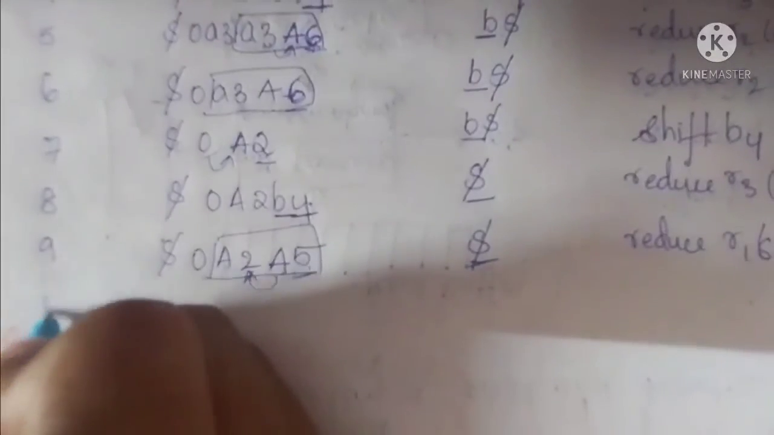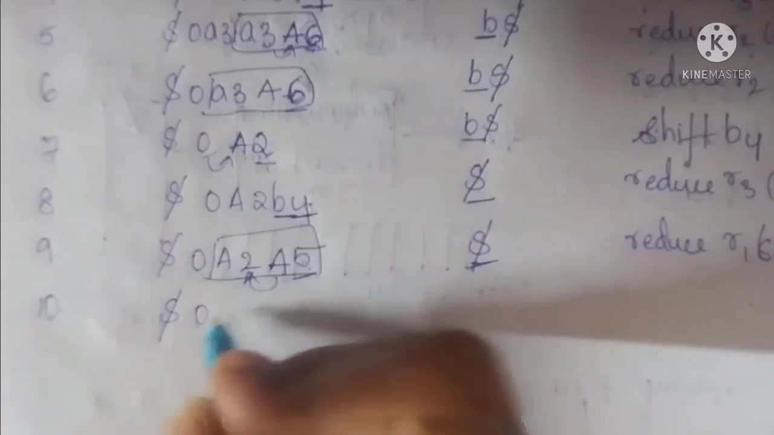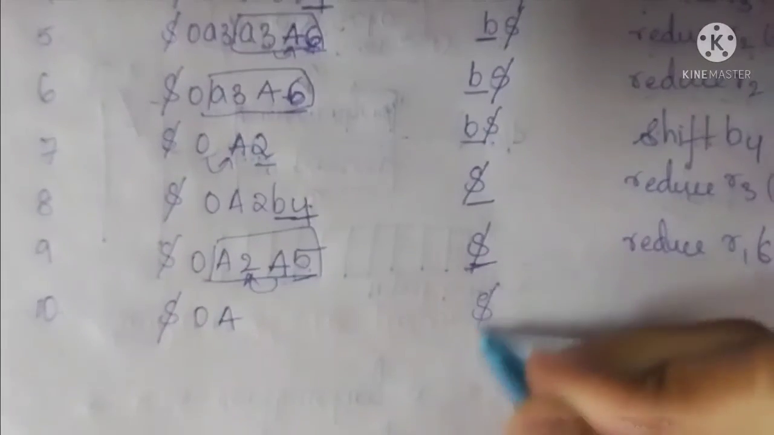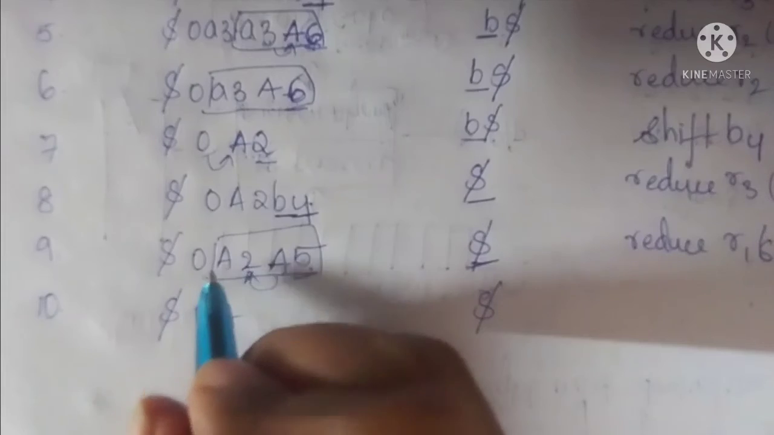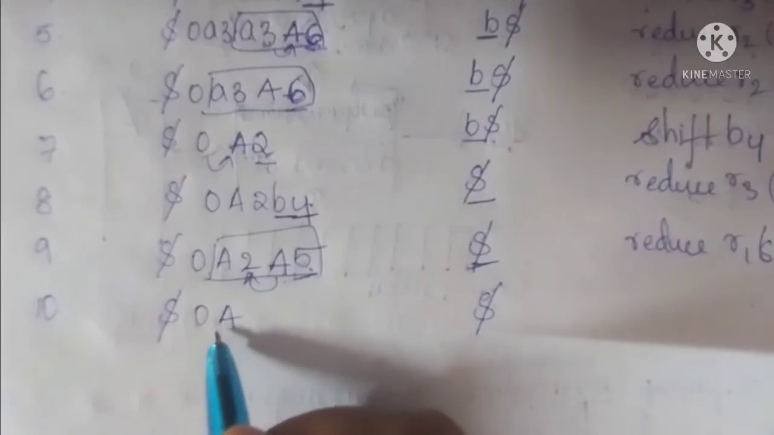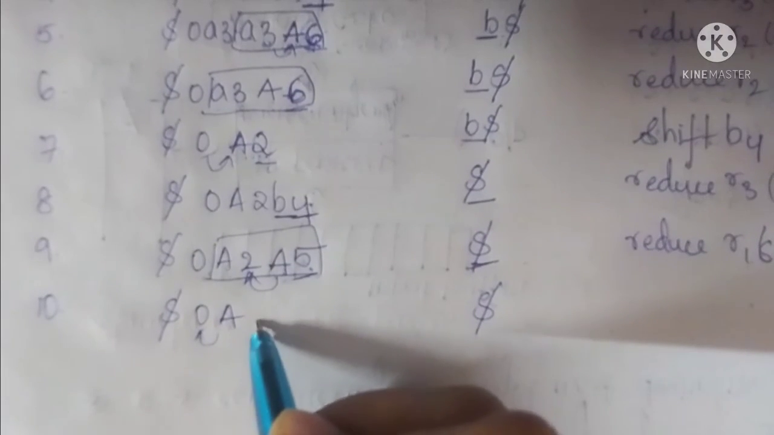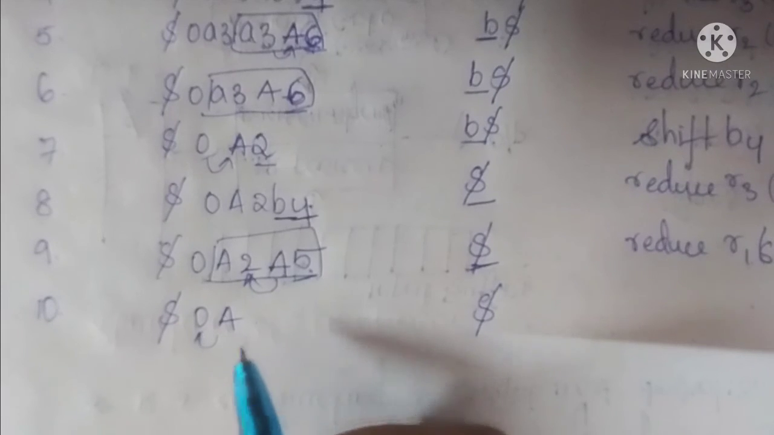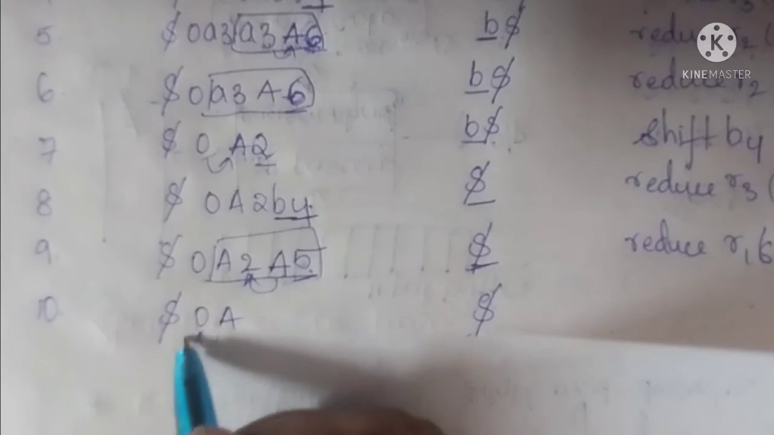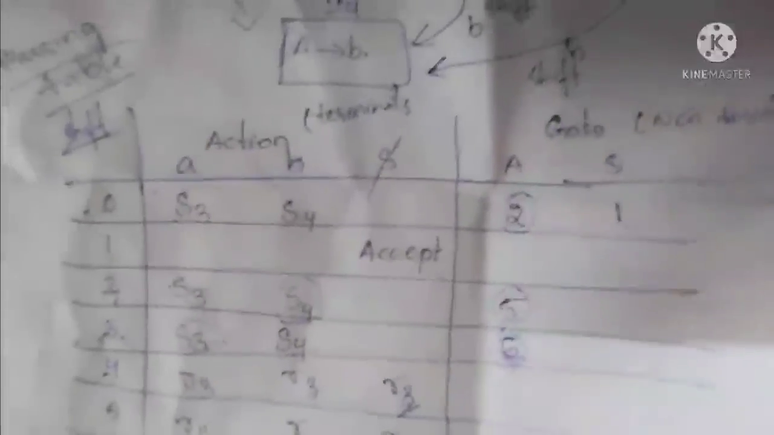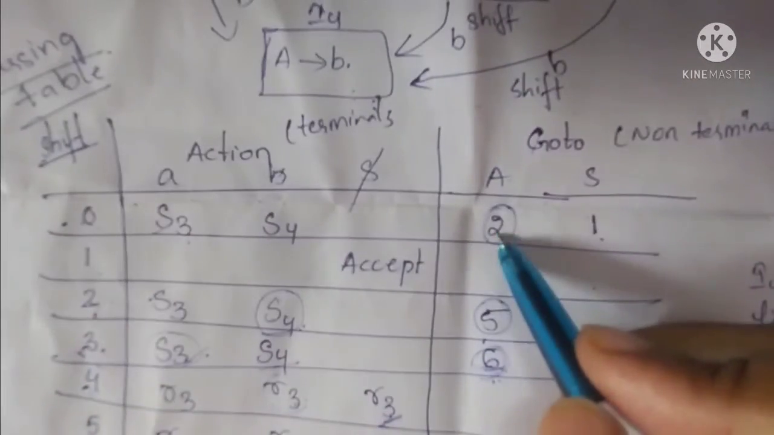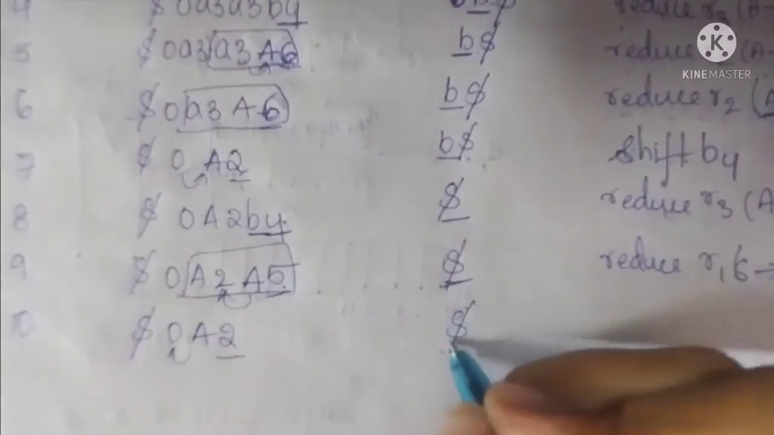So step 10: $0, capital A, dollar. Okay, so remove these numbers, no problem, but the starting should be left like that only. So now you have to check for, we don't have any other state to check for the dollar. So what we have to do: from I0, where the go to statement A is going, from I0 to A, what is the statement? 2. So you have to write here 2.